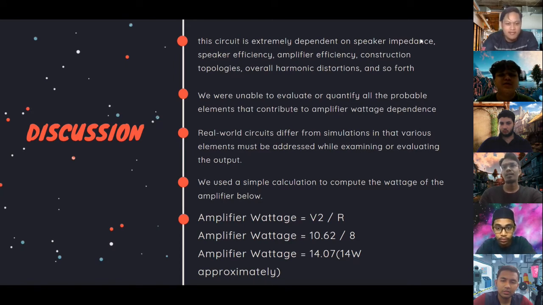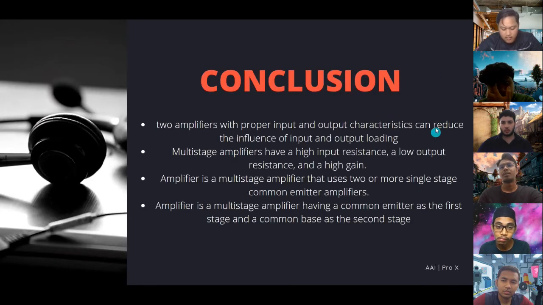So to counter that problem, we used some simple calculation to compute the voltage of the amplifier. The formula that we use is amplifier power is equal to V squared over R. Then we get amplifier power equal to 14.07, or 14 watt approximately. Then I will pass to Rabi to explain about the conclusion.